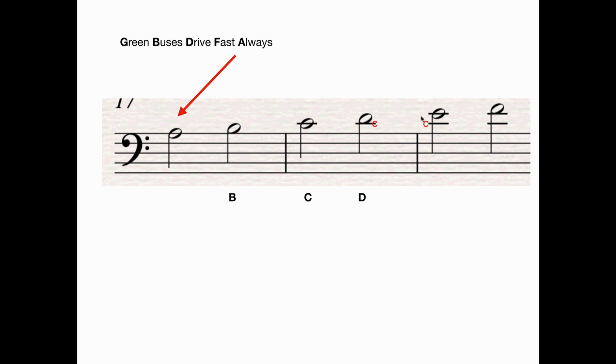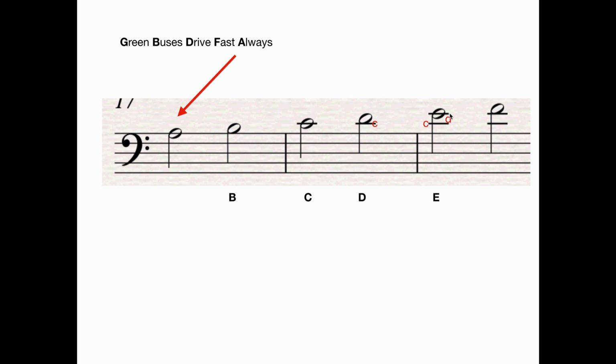In the next example, we know that the first ledger line above the bass clef staff is a C. The space just above C is where D would be. And after a space, we have a line which informs us that this is an E.